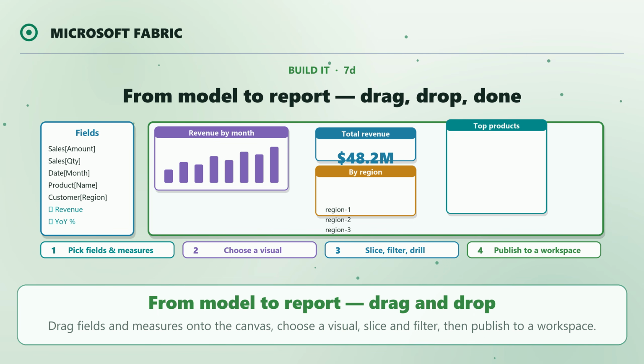takes you deeper. Every visual you place quietly generates a query against the model. And with DirectLake underneath, those queries hit your OneLake data at full speed. When it's ready, you publish to a workspace and share it. Pick fields, choose a visual, slice and filter, publish. That's the loop. But the real power isn't the visuals, it's the measures behind them. Let's talk DAX.